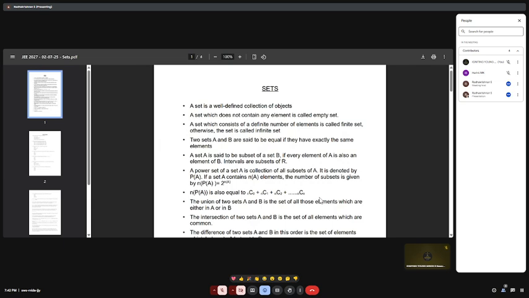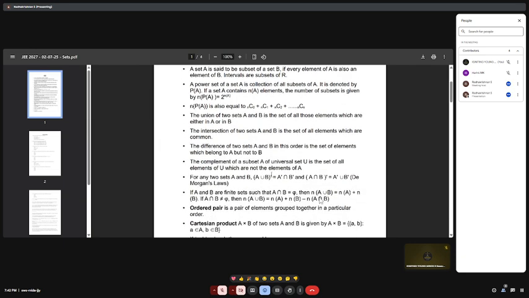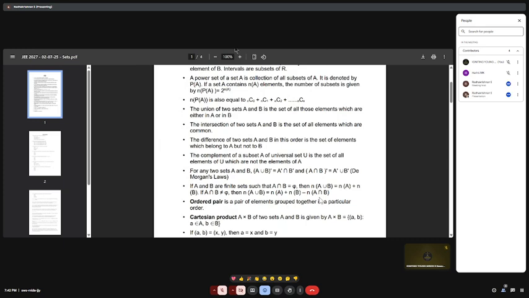Then there's a union of two subsets. It means the element can be in either A or B. So that is called a union. Intersection means it needs to be in both A and B. That is the intersection of two sets. Then the difference of two sets: if you say A minus B, that means it should be in A but not in B. So that we refer to as A minus B, the difference of two sets.